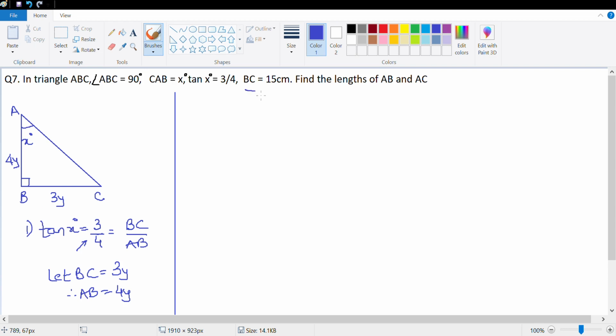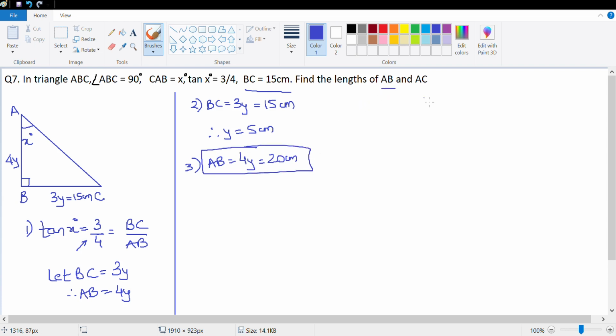Next, BC is equal to 15 centimeter. So 3y is equal to 15 centimeter. Okay, so point number 2, BC is equal to 3y is equal to 15 centimeter. Therefore, y is equal to 5 centimeter, which means AB is equal to 4y is equal to 20 centimeter. We need to find length of AB, which we just did, and we need to find length of AC. So AC, so this is 15, this is 20.